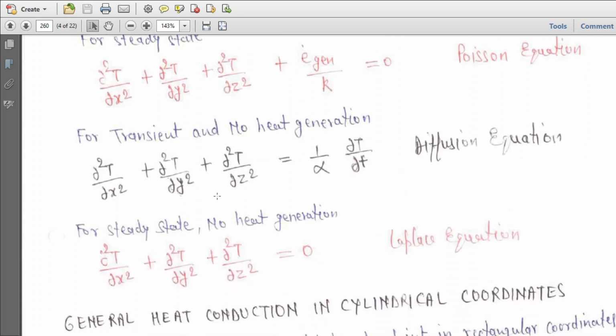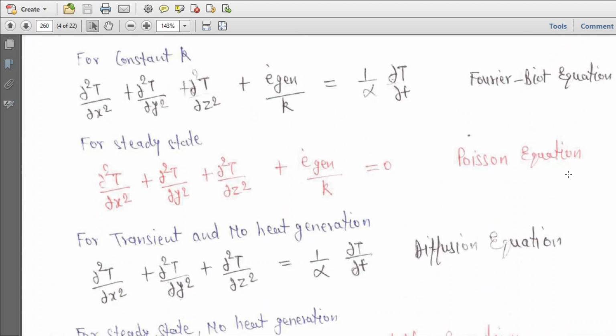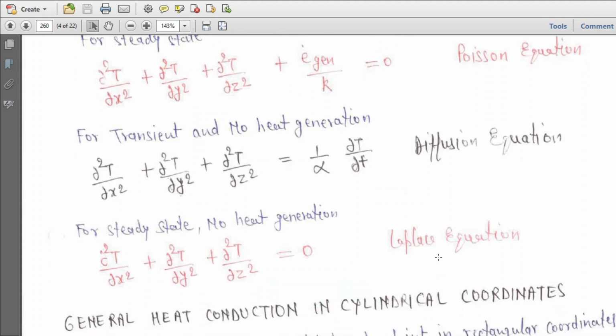Next is transient with no heat generation. So ∂²T/∂x² + ∂²T/∂y² + ∂²T/∂z² = (1/α) ∂T/∂t is the diffusion equation. Now for steady state with no heat generation, you have ∂²T/∂x² + ∂²T/∂y² + ∂²T/∂z² = 0, which is known as the Laplace equation. So we have derived here the Fourier-Biot equation, Poisson equation, diffusion equation and Laplace equation.